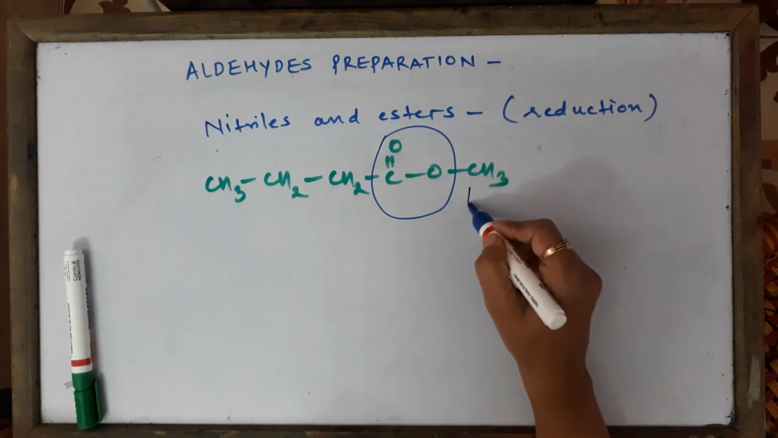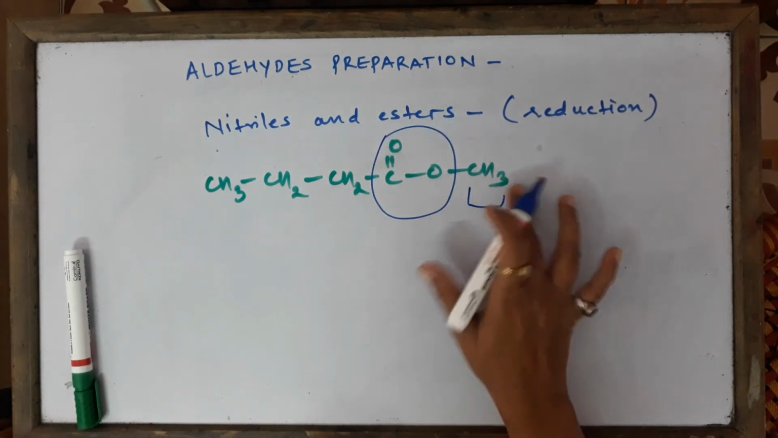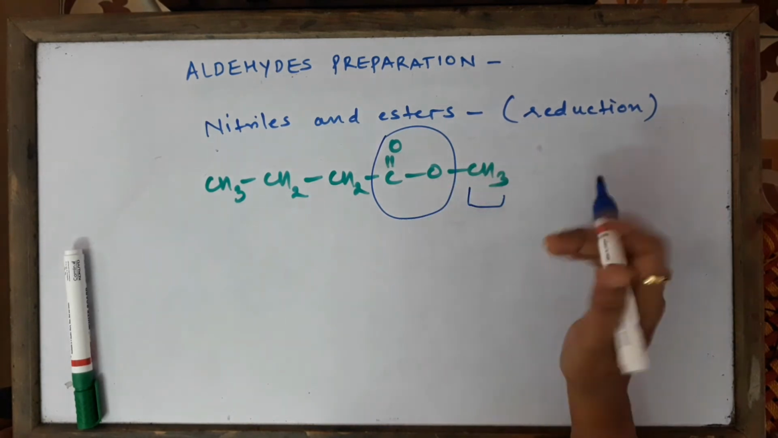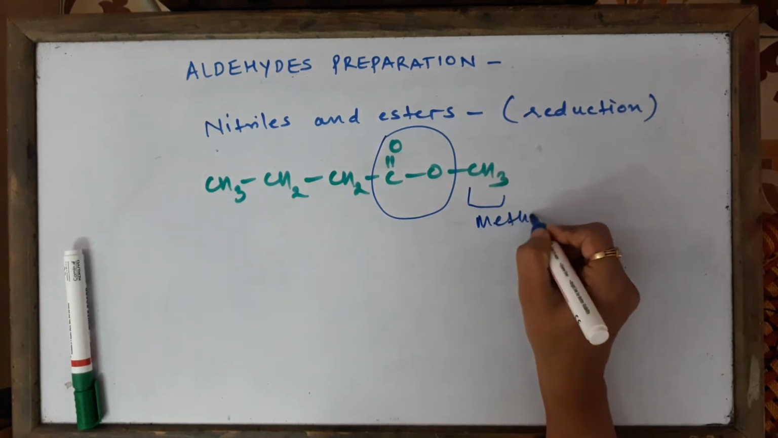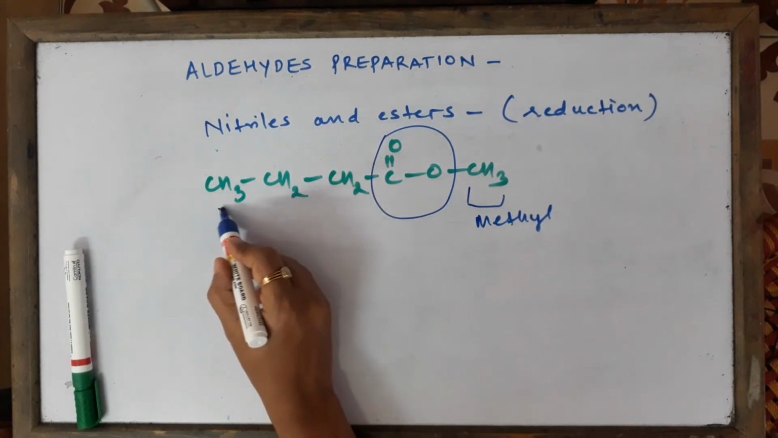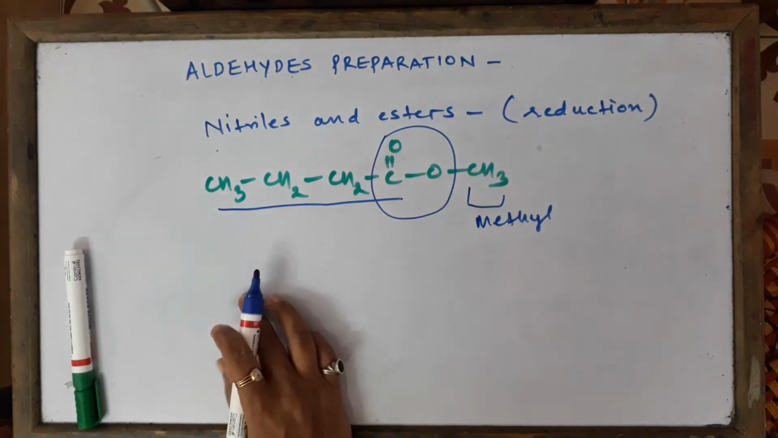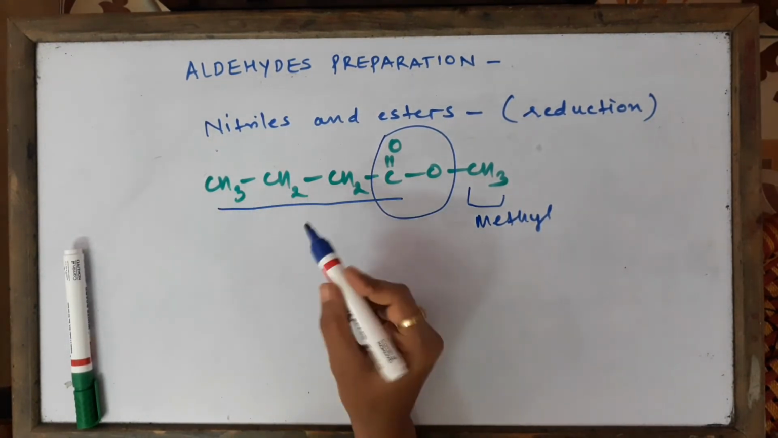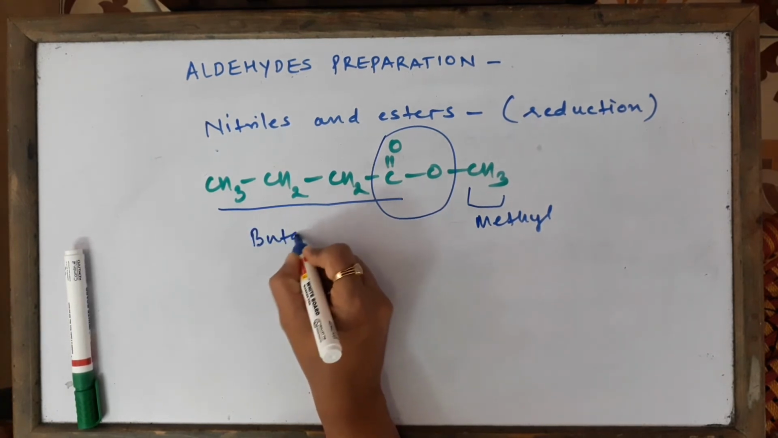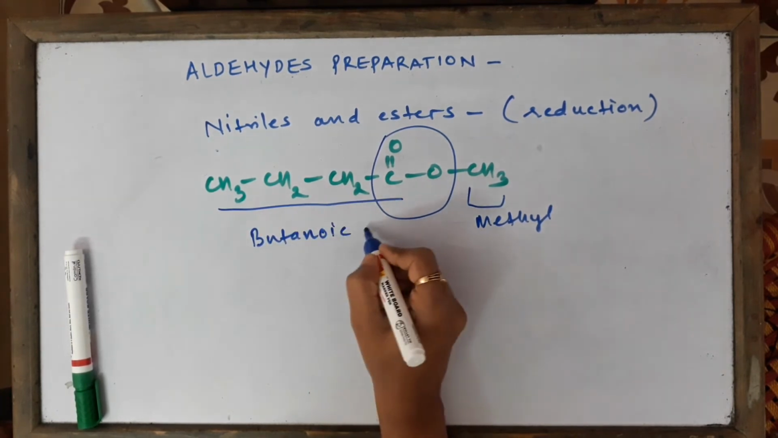How do I name an ester? Look at this. After the oxygen atom, you have to locate what group is there. After the oxygen atom, which group is there? Methyl is there. Before the carbon, which group is there? This group is there. So just count the total number of carbon atoms. 1 2 3 4. So it's coming from which acid? It's coming from butanoic acid.